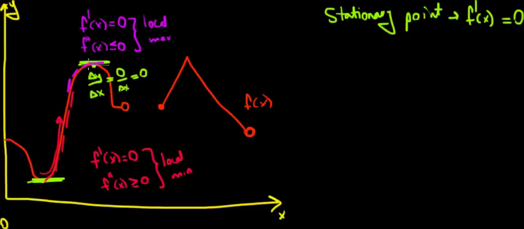It doesn't mean that it's the highest point of the entire graph. We must check also the endpoints of the graph and so on. But locally, it's like a hill.